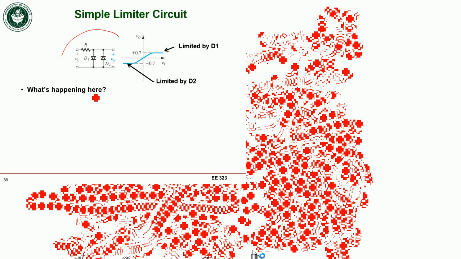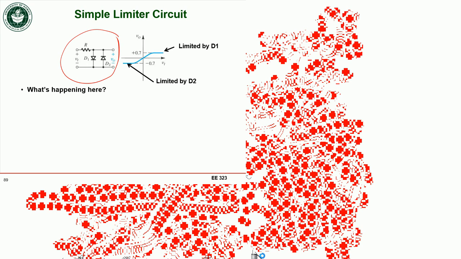So here is a simple limiter circuit. Here's your input port. There's one diode in one orientation, another diode in another orientation. And then you take the output across that parallel combination of the diodes. At any given point in time, one diode will be forward biased, and the other one will be reverse biased. They could switch between which one is which, but that's what's giving you the limiting quality.